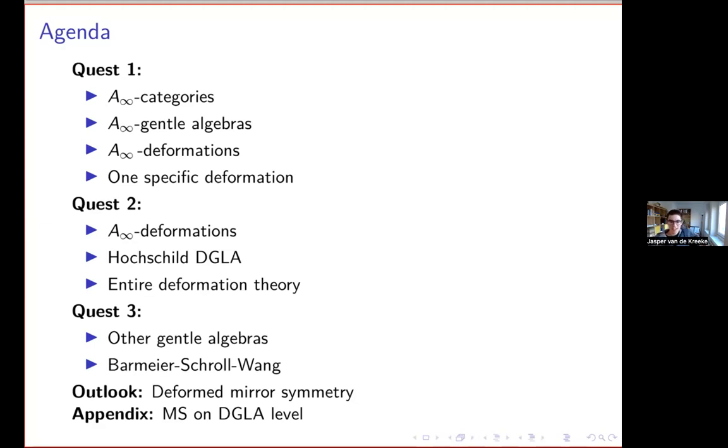Now, this talk also has an appendix on mirror symmetry on DGLA level, where I sketch how to do some of the ideas of today, which are a bit naive, on the DGLA level, so an L-infinity level, which is just a bit better, a bit more powerful. But I'll probably not present this appendix today.